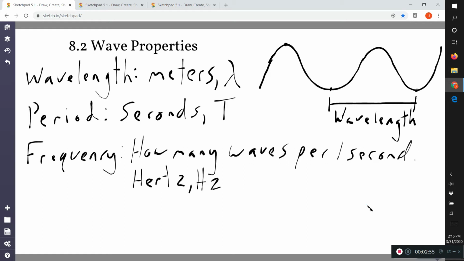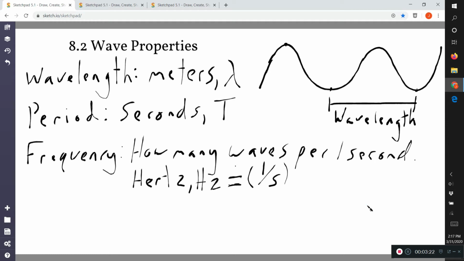Now, the tricky part about frequency is we say waves per second, but what a hertz actually is, a hertz is equal to 1 over a second. It's a little bit odd, but it doesn't come up too much. The big thing to remember is that frequency is measured in hertz. And if we need to, hertz is 1 over seconds.